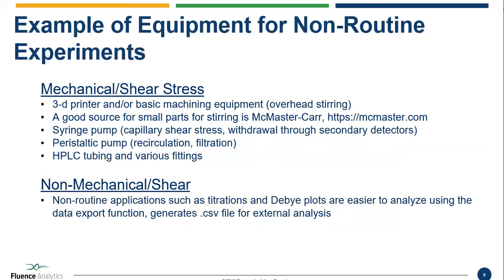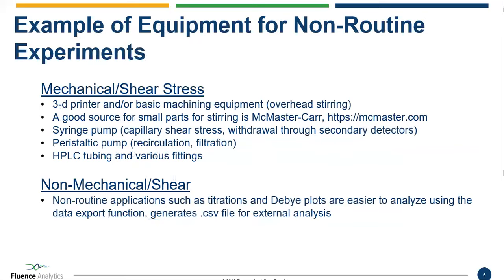Another thing that you'd want to have is a syringe pump if you're looking at capillary shear or withdrawing through secondary detectors. As I mentioned, using peristaltic pumps for withdrawal can cause some problems due to basic aggregation caused by the peristaltic pump itself. And then, as I said, with the peristaltic pump, we've used that for recirculation and filtration experiments. And then for the liquid transfer, just some HPLC tubing and small fittings. So all of this is very inexpensive, and generally everyone's going to have this in their lab already.